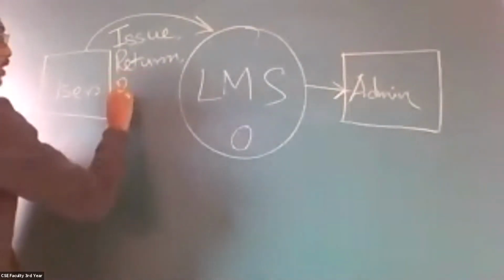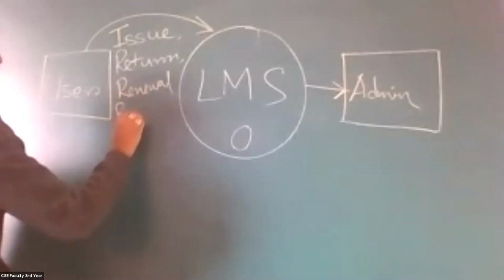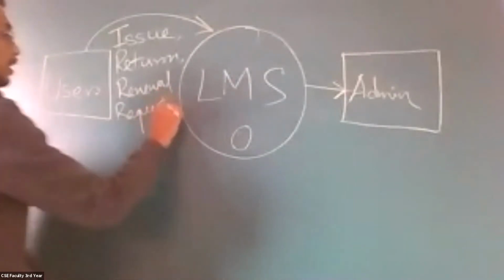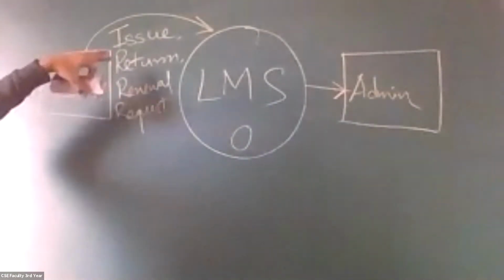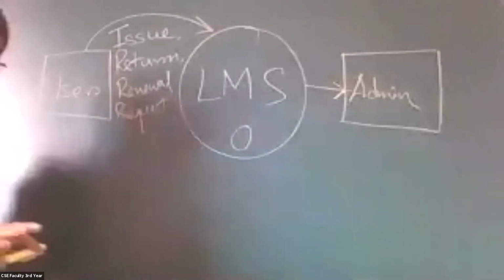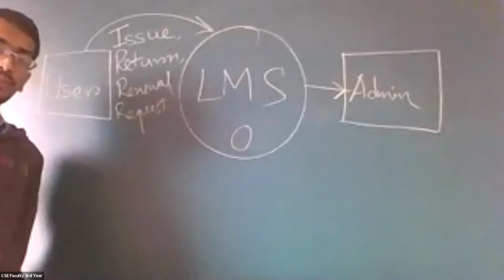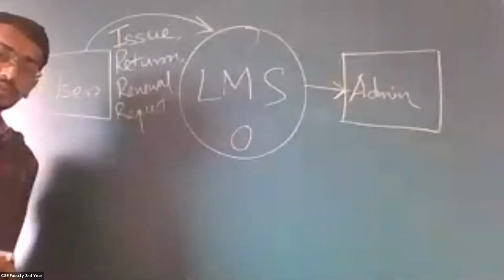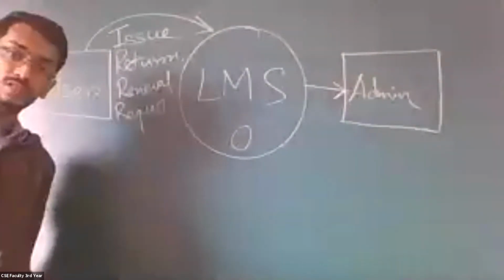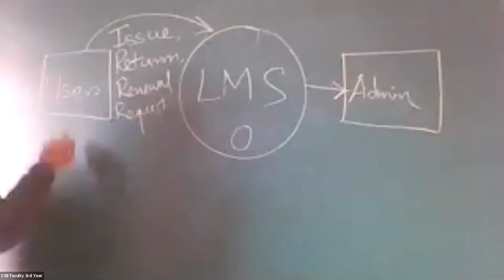Issue, return, and renewal request. User can request for issuing a book, returning a book, or renewal for a book. Okay, to the library management system, user can request. And if the user is very new to this system, then first you do registration, like you need to take the membership, right?